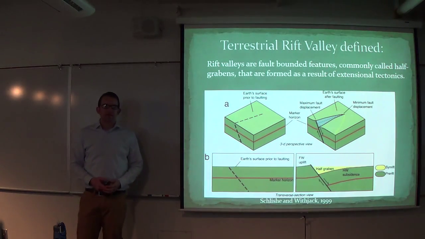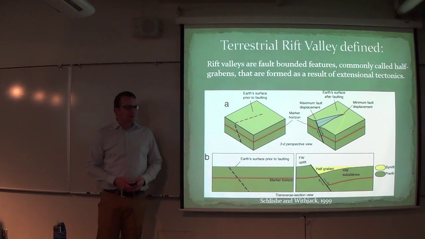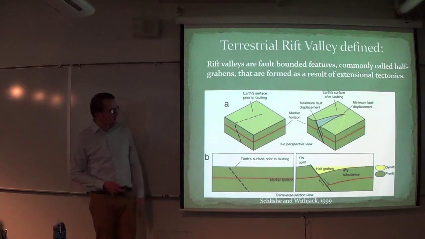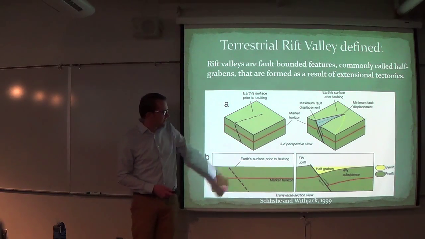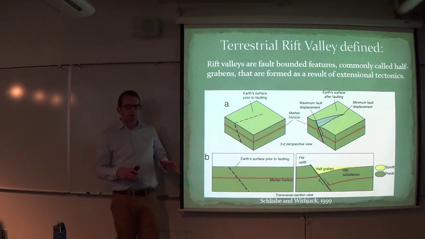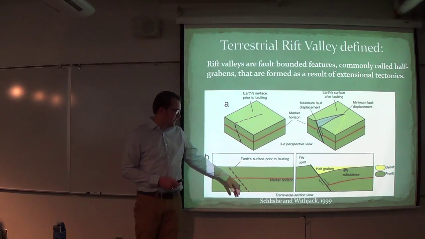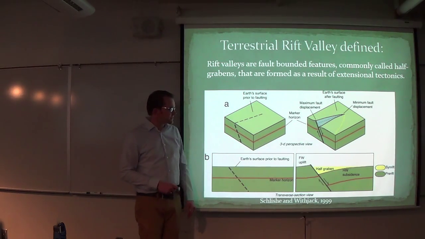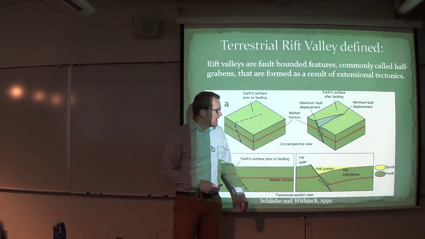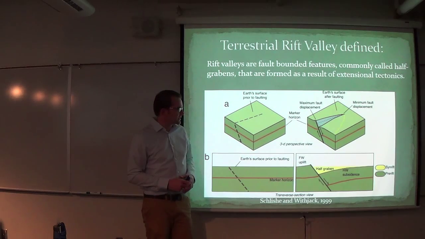So, a terrestrial rift valley, what is that? It is a fault-bounded feature, commonly called a half-graben, and it's formed as a result of extensional tectonics. And as you can see here in this figure, we have a before and after. Over here on this side, it's representing the crust pre-deformation. This black dashed line is to signify some kind of weakness in the crust. And then over here, we have what you see as a result of extensional tectonics.